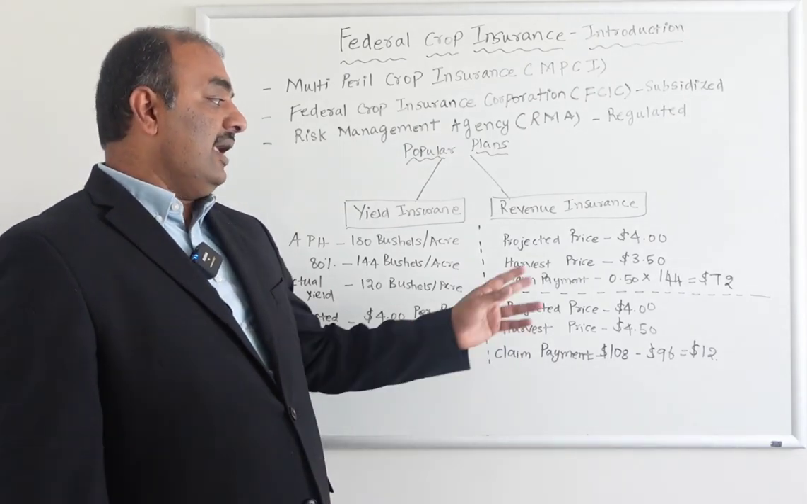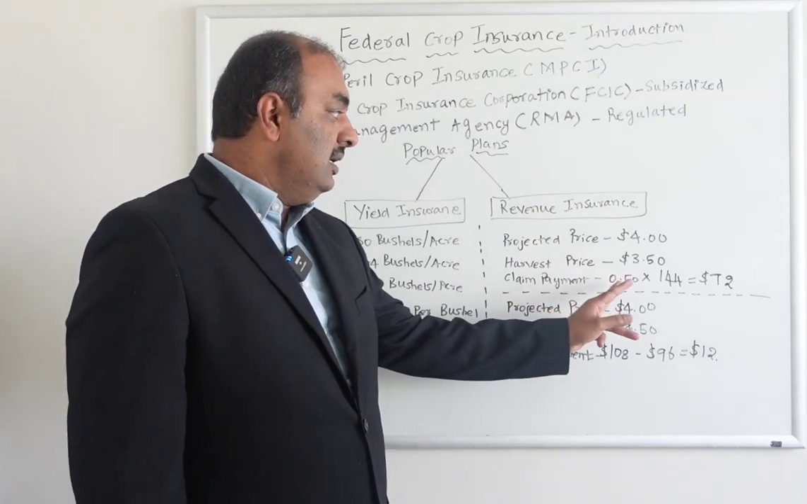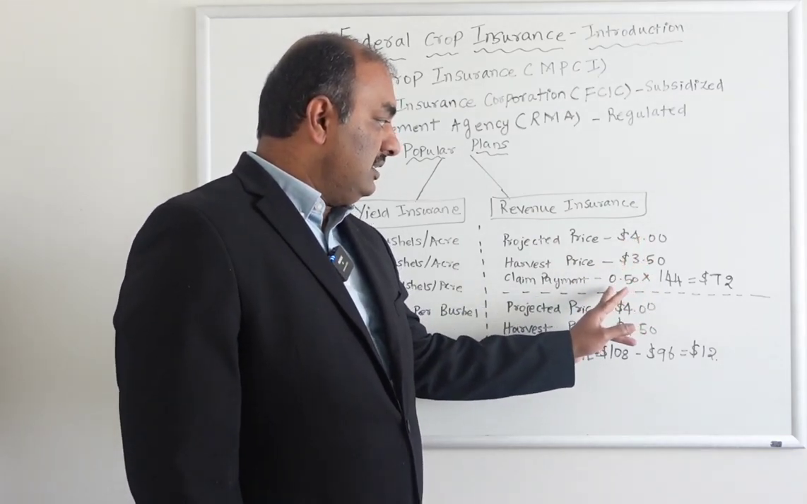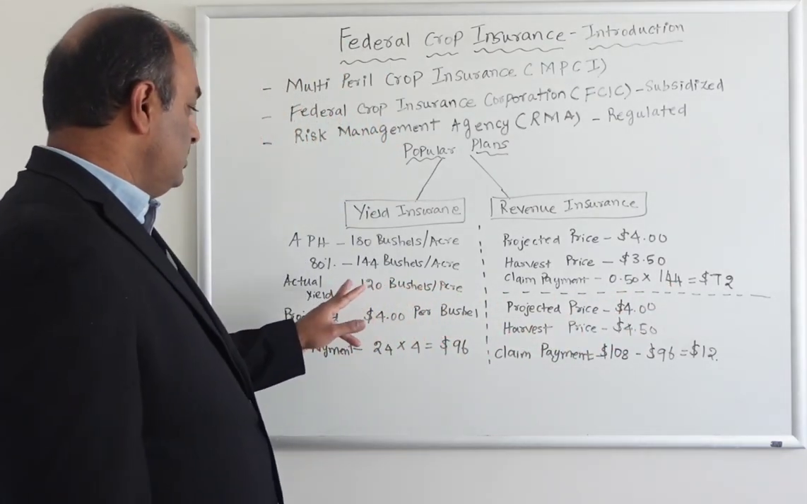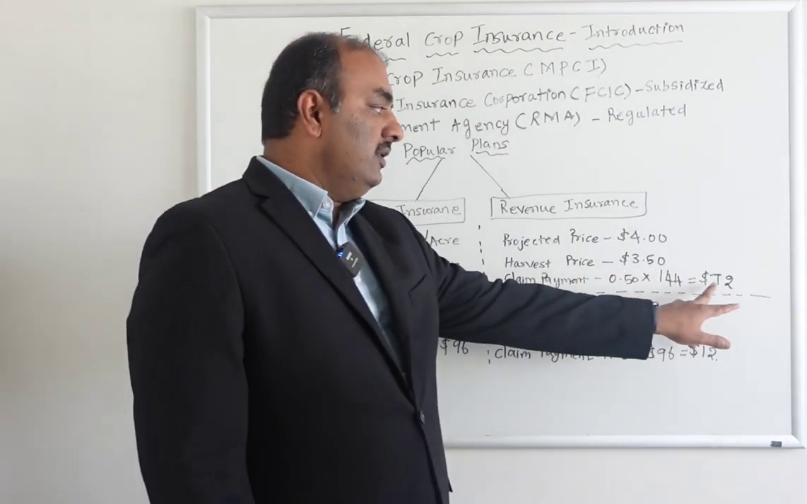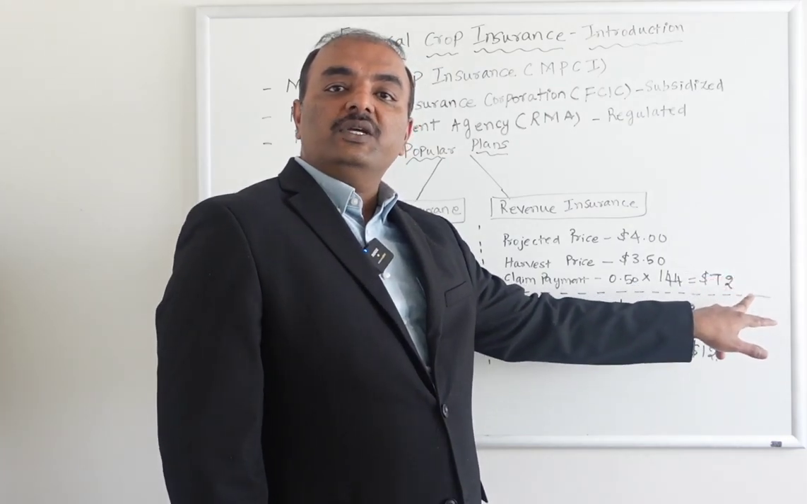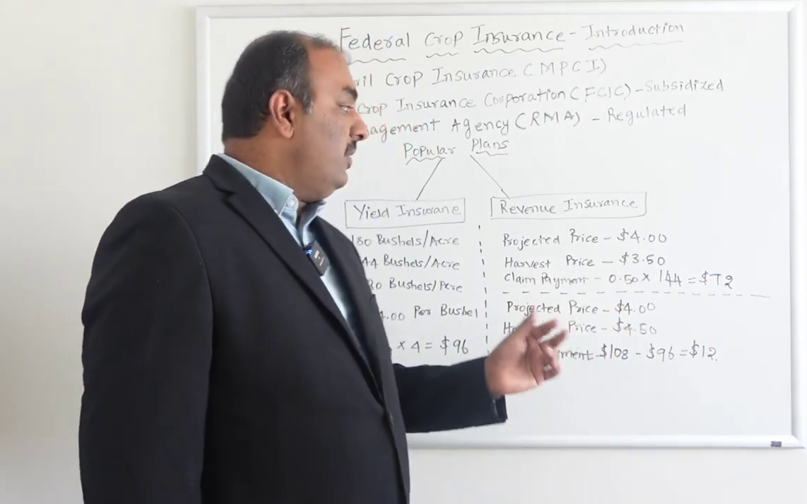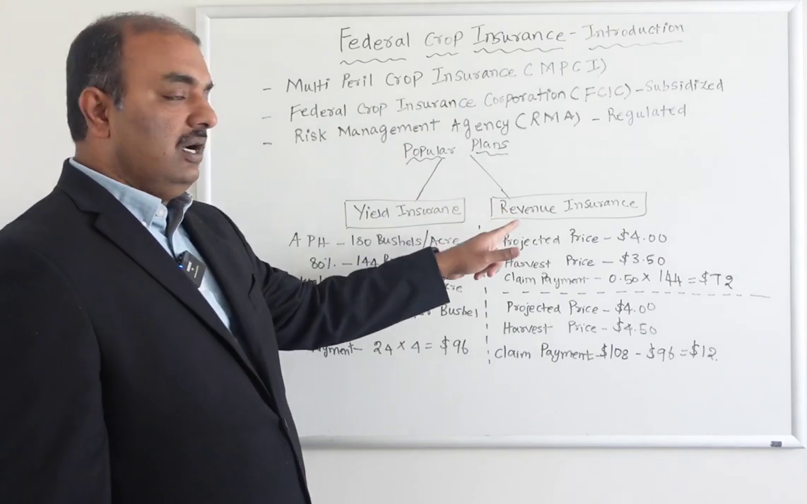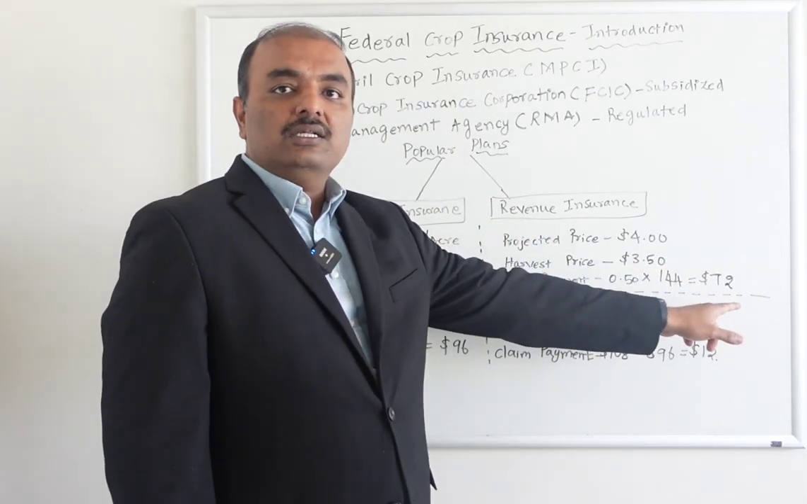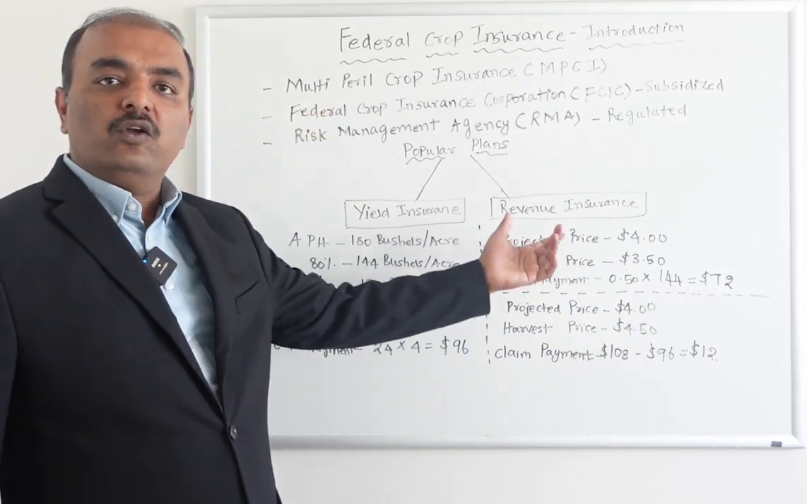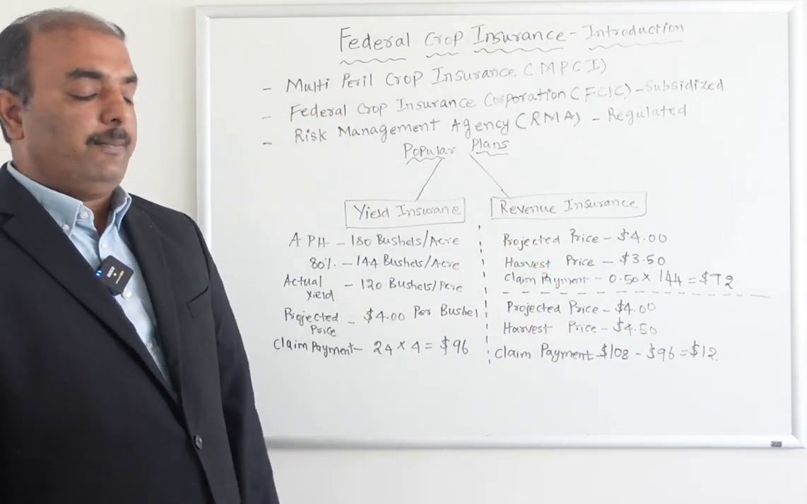In that case, the claim payment, if you have a revenue plan, is they will see the difference, which is nothing but 50 cents, and then they will multiply it by the overall coverage amount, in this case 144 bushels. So they will pay you an additional $72 because there is a revenue loss here. Apart from yield loss, there is a revenue loss. So when you go with this coverage, you will get an additional $72, and again, the premium will be a little bit more with respect to the revenue plan.